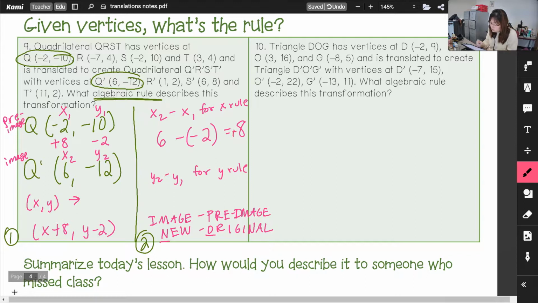It's really a little positive 8 here. Okay, y2 minus y1, y2 is negative 12, y1 is negative 10. This is the same thing as negative 12 plus 10, which gets us negative 2. So that's how we end up with these two numbers. And then you get the same rule. X plus 8, y minus 2.